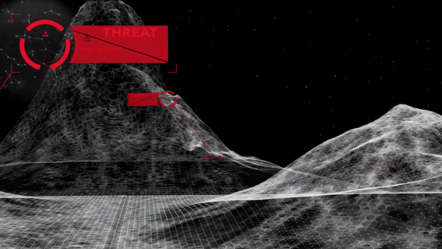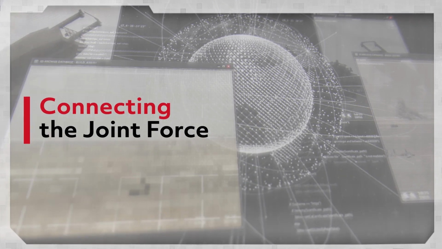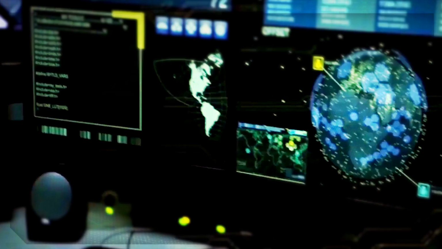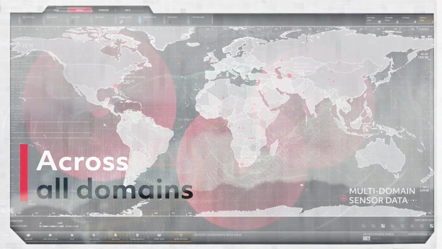The battle space has changed. Our forces are contested in every domain, facing new, more menacing threats. Raytheon Intelligence in Space is connecting the joint force, from the strategic level to the tactical edge, enabling commanders and operators to understand, decide, and act across all domains and against any challenge.